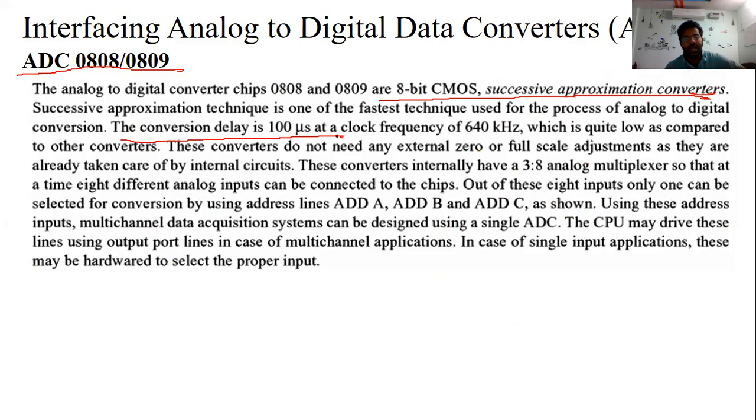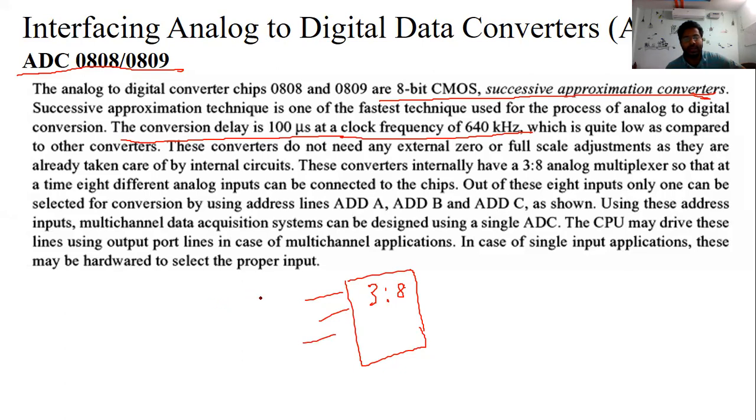100 microseconds, and the clock frequency is 640 kilohertz. These are some assumptions. For this converter, for the ADC, we are using a 3:8 ADC. So we have three input lines.